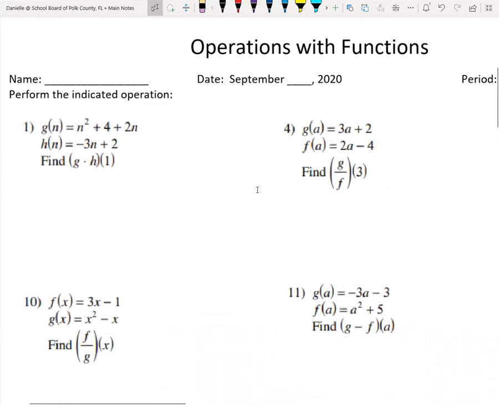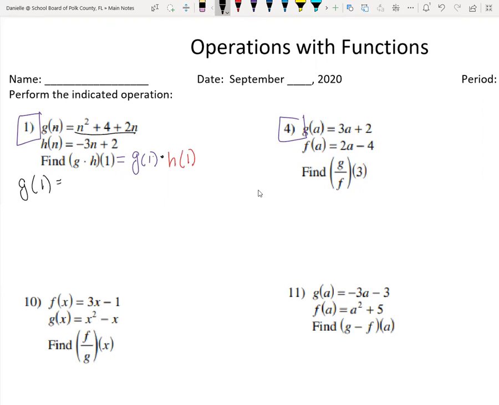Now let's go to something a little bit more difficult. We're going to go back up to these two problems. I can rewrite this as g at 1 times h at 1. And now we know what to do. I'm going to rewrite g, and instead of putting n, I'm going to put a 1, and I'll do the same with h. So I'll have g at 1 equals 1 squared plus 4 plus 2 times 1.